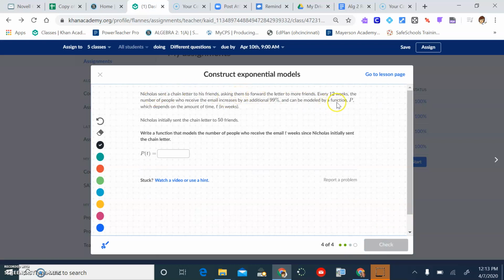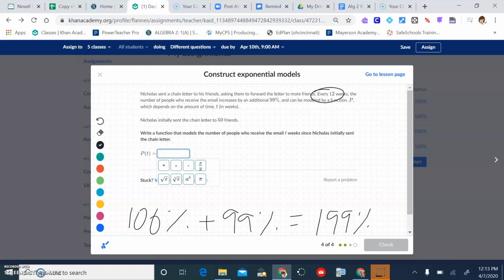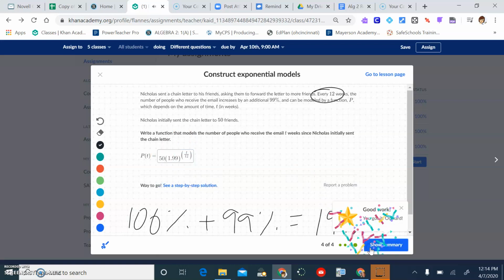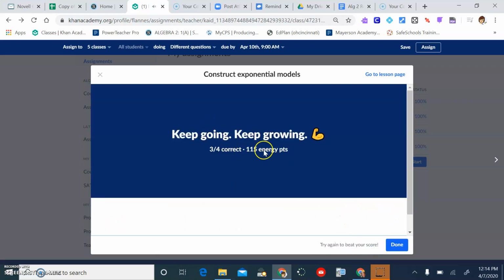Nicholas sent a chain letter asking his friends every 12 weeks. So I know the exponent's going to be t over 12. Number of people increased by an additional 99%. So that's 100% plus 99%, which is 199%. So that means that my rate, you divide your percents by 100, so 1.99 is my rate. The exponent is going to be t divided by the number of 12 weeks. And how much did we start at the original? He originally sent it to 50 friends. This guy needs to do something else with his life than chain letters. There we go. So we made a mistake that time, and if we want to do it again, we can.